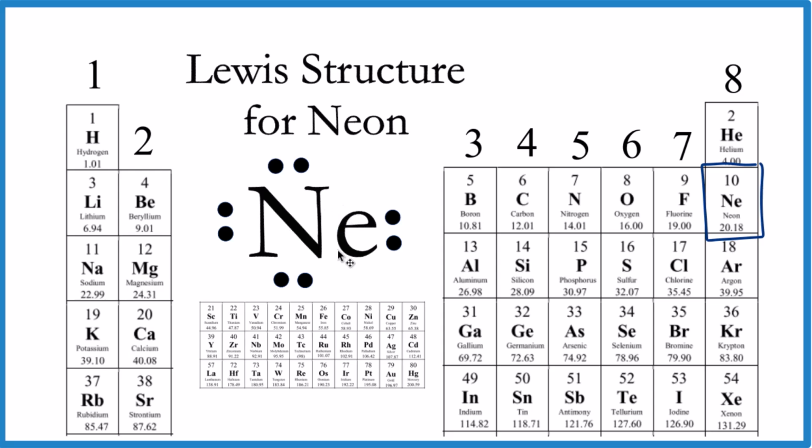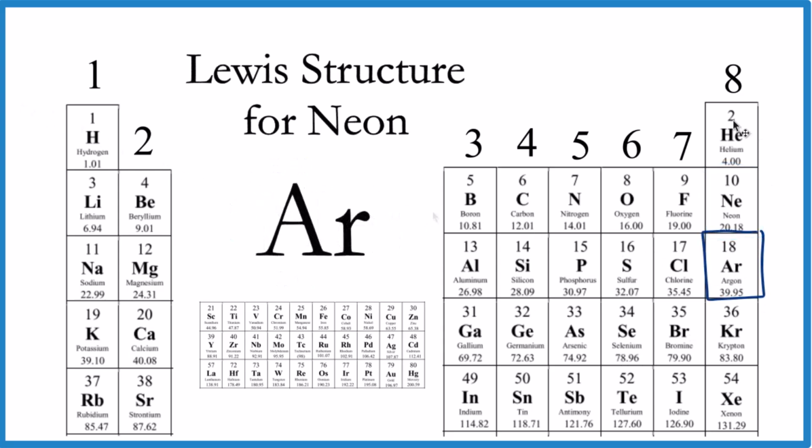So now think about it. Pause for a second and draw the Lewis structure for argon. Argon, group 18, sometimes called 8A. It's right below neon. That means it has 8 valence electrons, just like krypton and xenon.